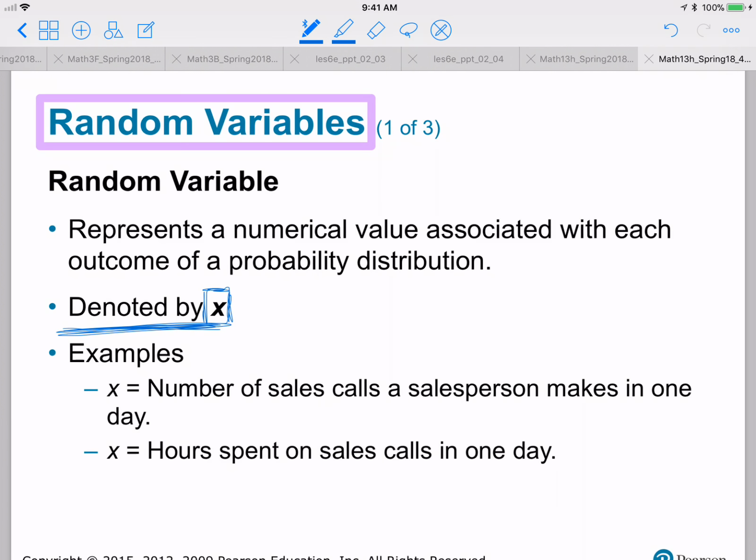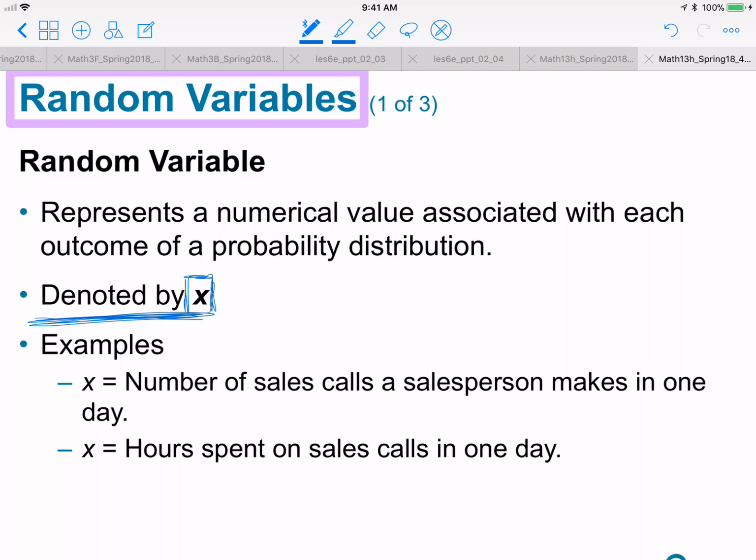Now let's look at these examples here. The first one is the number of sales calls a person makes in one day. So the number of calls that a salesperson makes in one day. You don't know how many calls the person is going to make. You just have to wait and see and then count it up at the end. But x could be 0. Maybe the salesperson makes no calls. Could be 1, could be 2, could be 3.